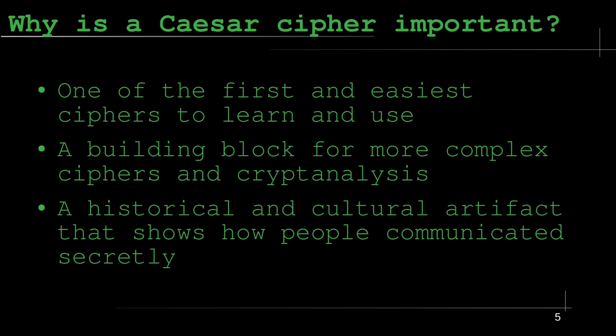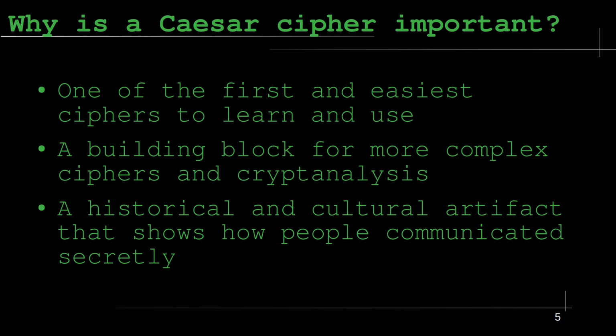A Caesar cipher is one of the first and easiest ciphers to learn and use. It is also a building block for more complex ciphers and cryptanalysis, which is the art of breaking codes. It is also a historical and cultural artifact that shows how people communicated secretly in ancient times.